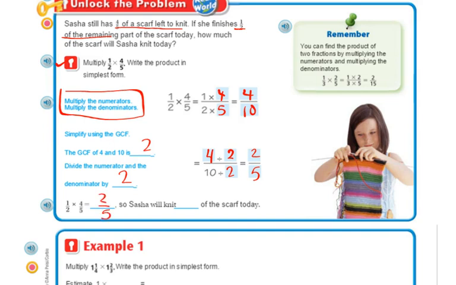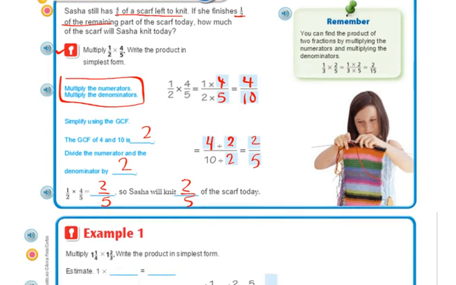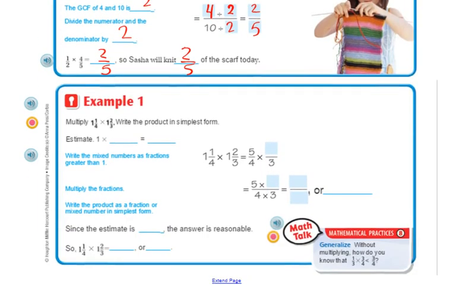And what does that all mean? Well, Sasha will knit 2/5 of the scarf today. Make sure you got that information filled in. So we're definitely going to multiply our tops with our tops and our bottoms with our bottoms, and then check to reduce. Scroll on down here.